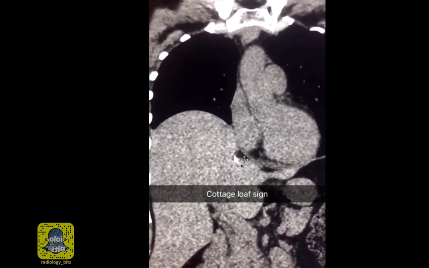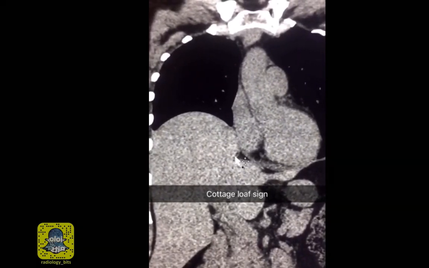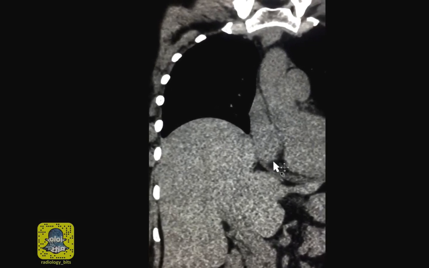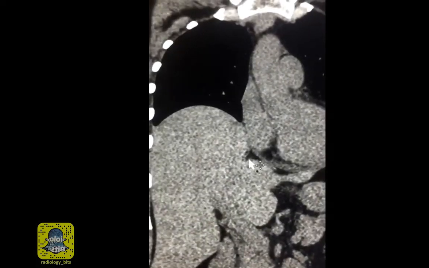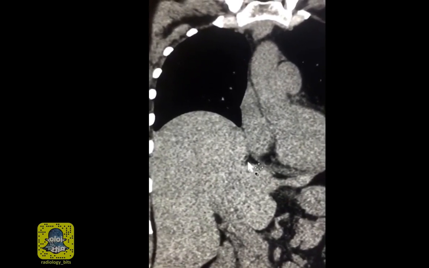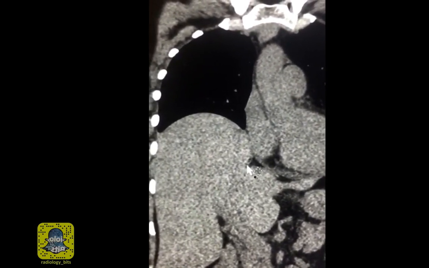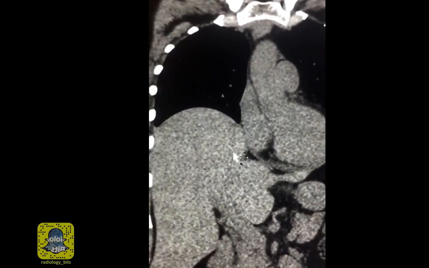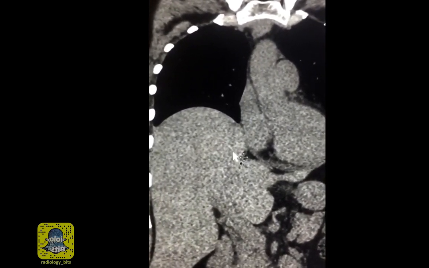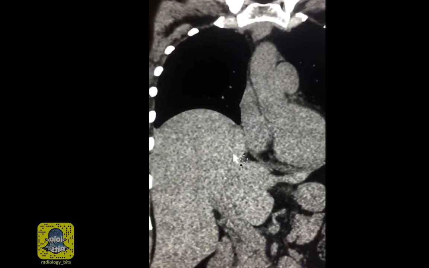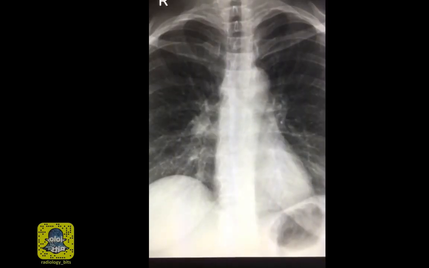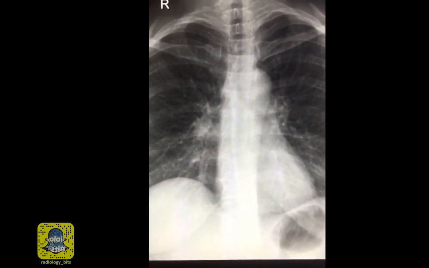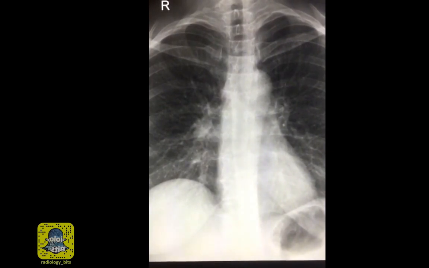This appearance simulates what you see with a cottage loaf bread, and is known as a cottage loaf sign. Such a sign tells you that there is at least partial interruption of the hemidiaphragm with partial herniation of the liver. And this may result due to acute or even very remote trauma. Many patients present very late after their traumatic event. This is the chest X-ray on the same patient 2 years ago, showing that the hemidiaphragm is in a normal location. This was before his trauma.